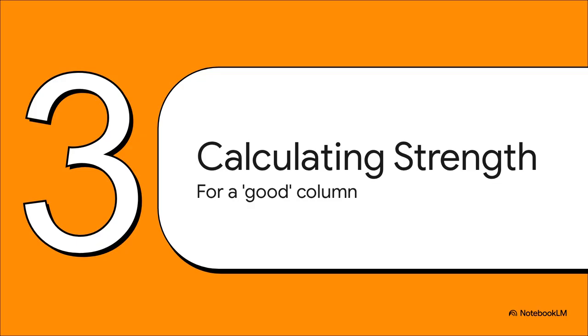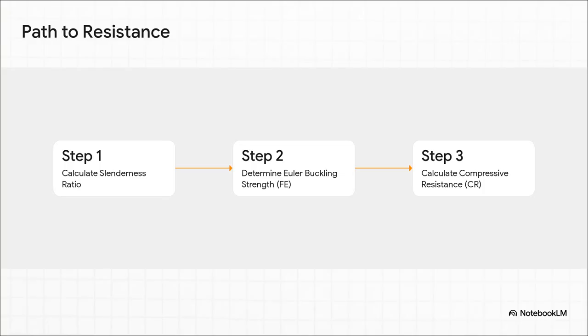Now we can finally get to the main event, calculating how much load this thing can actually handle. This is basically a 3-step dance. First, you calculate the slenderness ratio for the whole column. Second, you use that number to figure out its theoretical buckling strength, which we call Fe. And finally, you take that Fe value and use it to get the column's real-world design strength, its compressive resistance.